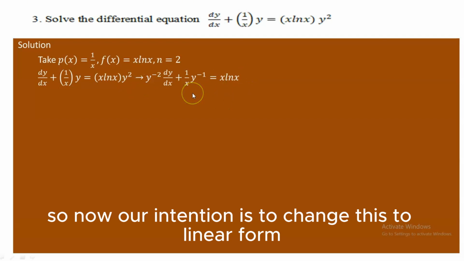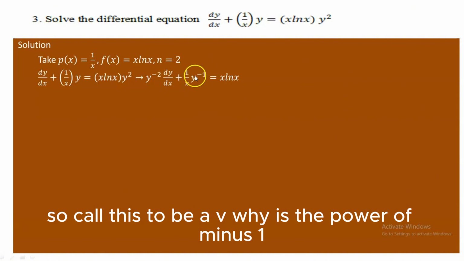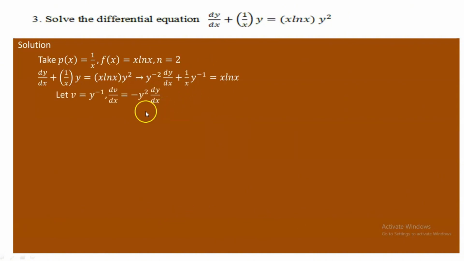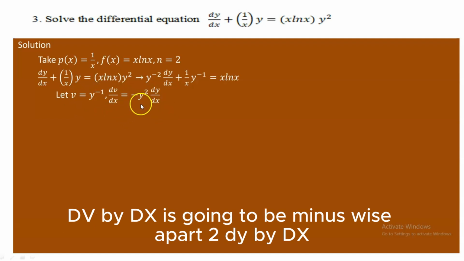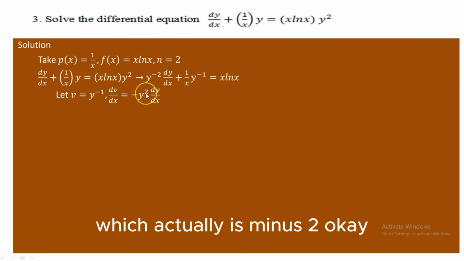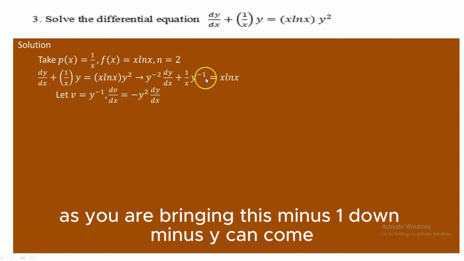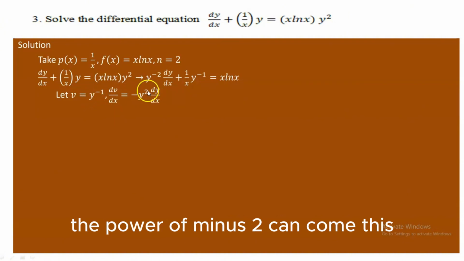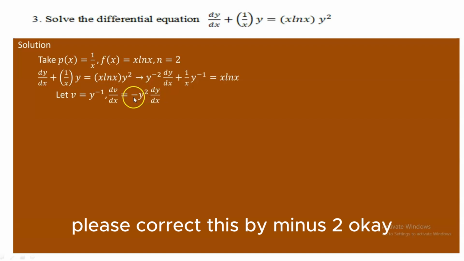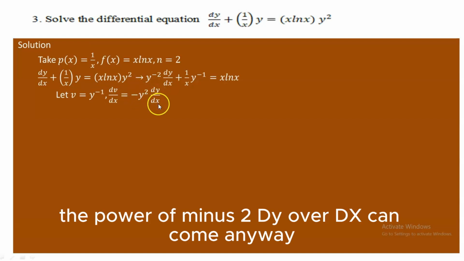So now our intention is to change this to linear form, so call this v, y to the power of minus 1, you may call it v. So if you let v be y to the power of minus 1, dv by dx is going to be minus y to the power of minus 2 dy by dx. Look, as you are bringing this minus 1 down, minus y can come, but as you are subtracting 1, minus y to the power of minus 2 can come. Please correct this to minus 2. Minus y to the power of minus 2 dy over dx can come.